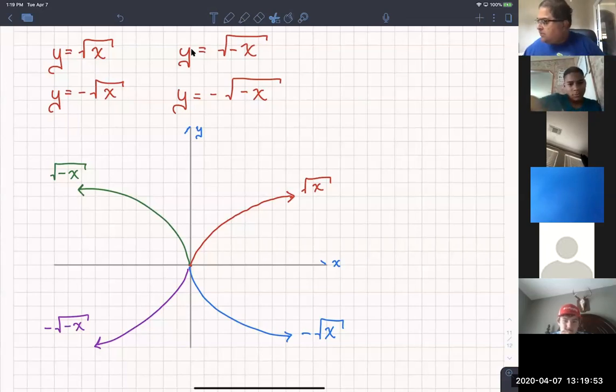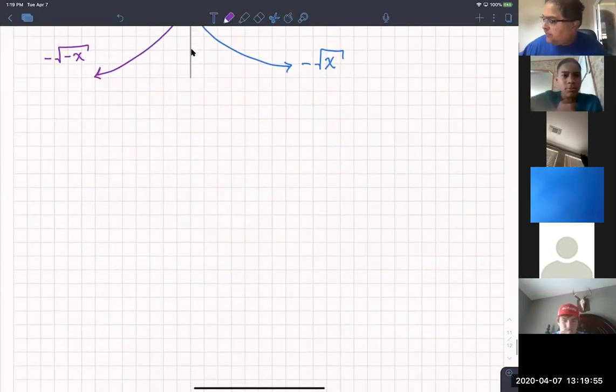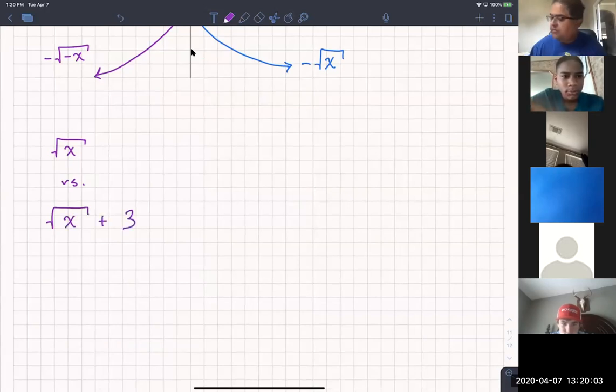So my question is, what is the difference between this graph versus this graph? One you can do and one you can't do, because how are you going to add a regular number to the square root of x?